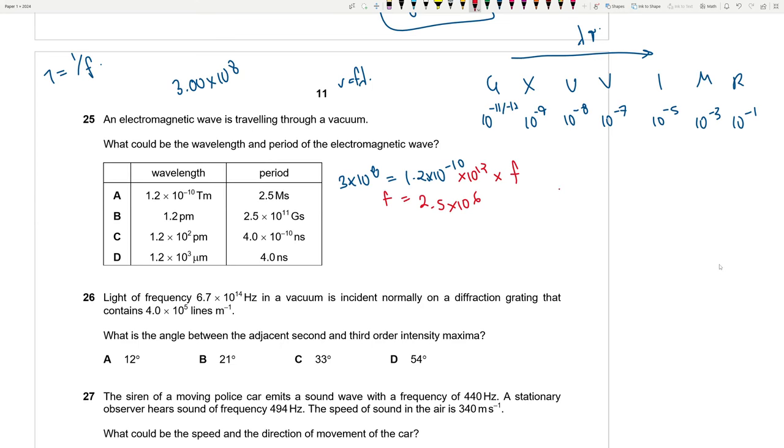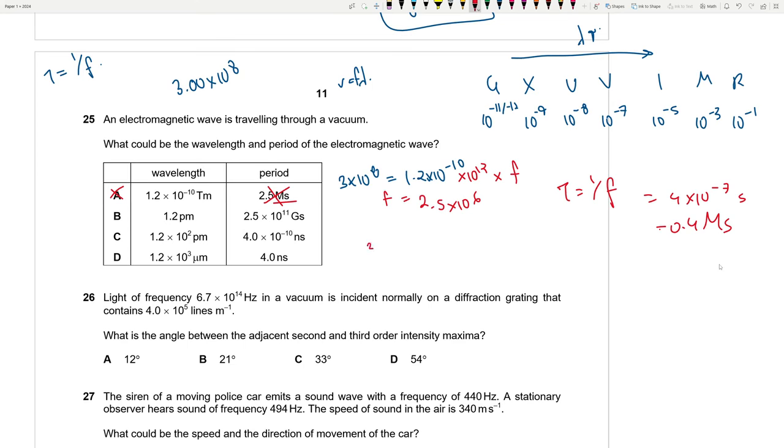Now about the period, T will be 1 by f, so just divide 1 by the answer. There's actually 4 into 10 power minus 7 seconds. If you multiply by 10 power 6 into 10 to the power 6, that's actually 0.4 megaseconds. So this is wrong. A is wrong.